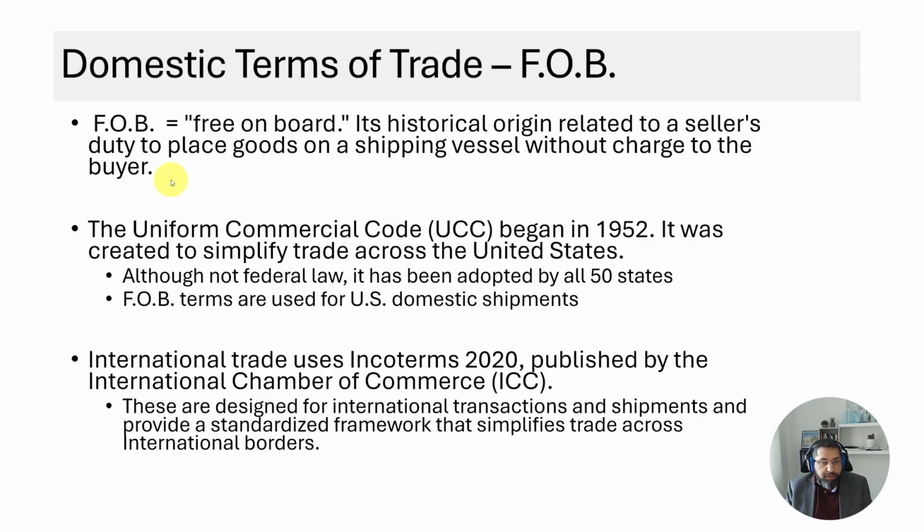And so you have to keep these two things separate because there's an FOB term in Incoterms as well, which works slightly differently. So you're going to see how all of this works, but please keep in mind that the domestic terms of trade are governed by the UCC, the Uniform Commercial Code, and the international terms of trade, Incoterms, are governed by the International Chamber of Commerce, and they're two different things. And even though one term is common between them, FOB, it's used differently, and we'll see in detail how it's used differently.